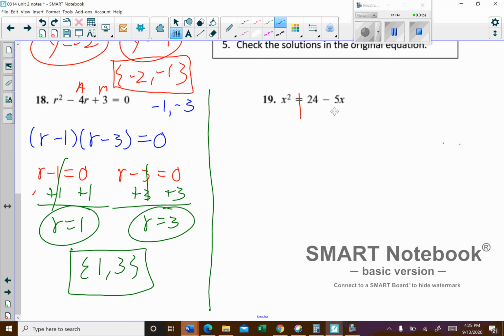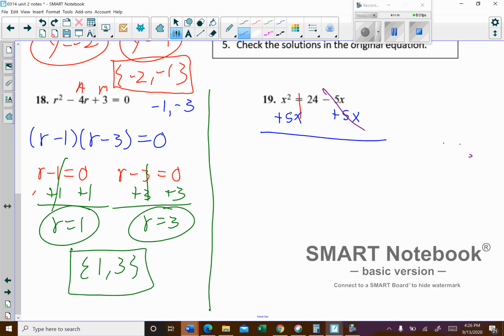So I'll do this in 2 steps just because I don't want to lose anybody here. We could do it all together in 1 step if we really wanted to, but I'm going to break it into 2. So I'm going to start by adding 5x to both sides. So the minus 5x plus 5x nullify each other on the right side. Now on the left side, I have an x squared plus 5x.